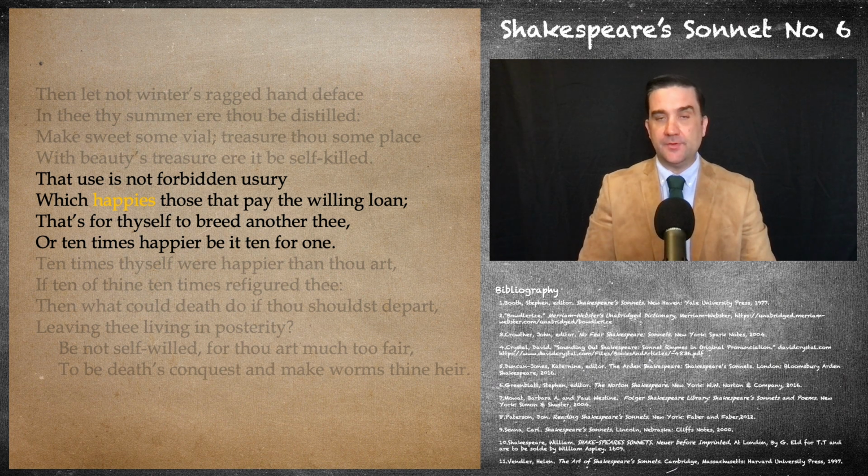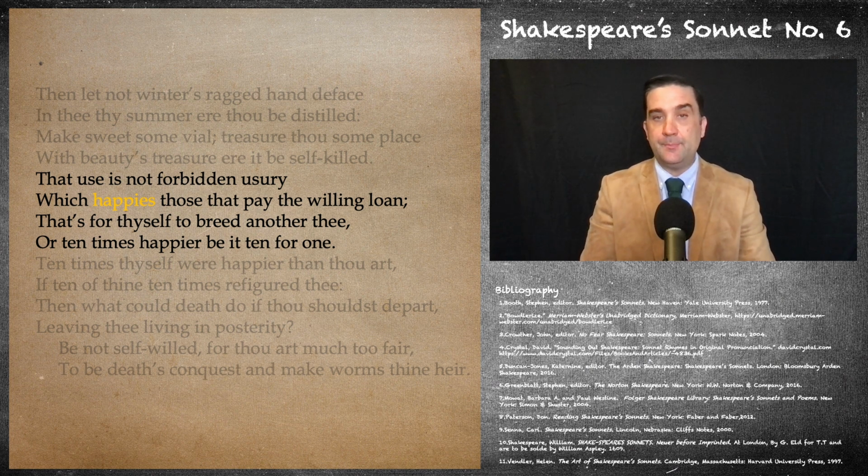This particular verbification achieves at least two things. First, phonaesthetically speaking, it maintains the iambic pentameter of the line. Secondly, there's a certain freshness and originality to verbification. It's a much more animated form of expression. It imbues the verb with the emotional content of the adjective.